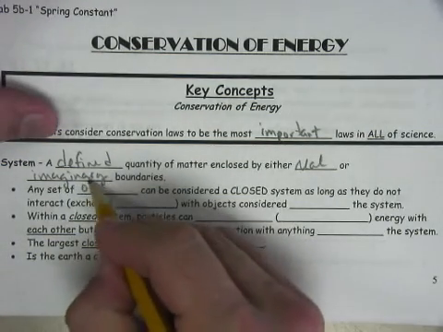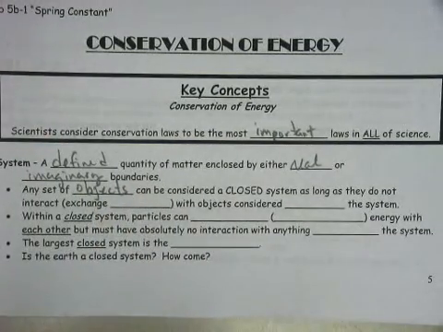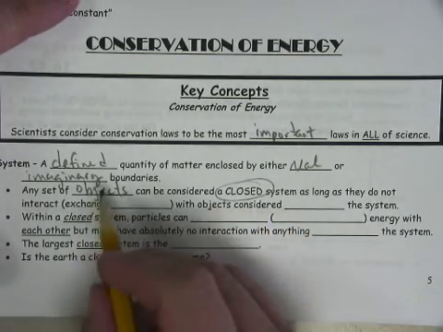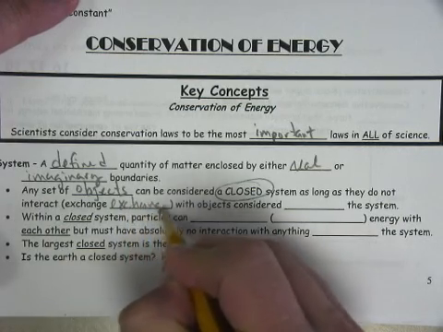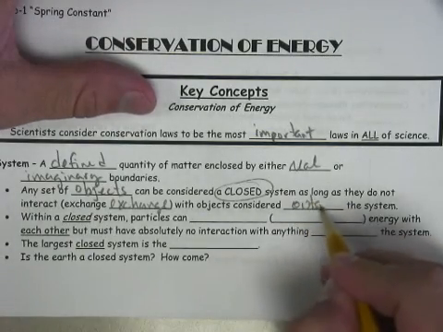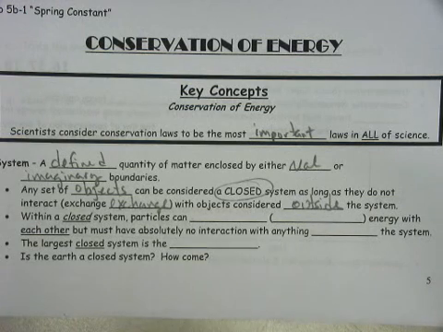Okay, any set of objects can be considered a closed system as long as they do not interact, and I guess the emphasis here is on closed, as they don't interact or exchange. So when we talk about interact, we mean exchanging energy with objects considered outside the system. So you can define a system any way you want, but it doesn't necessarily mean that that system is going to be closed. Closed being that energy is either removed from that system or energy is absorbed by that system. So you can define it any way you want, but if it's receiving or giving energy from its environment, then it's not a closed system. Still a system, but it's just not a closed system.